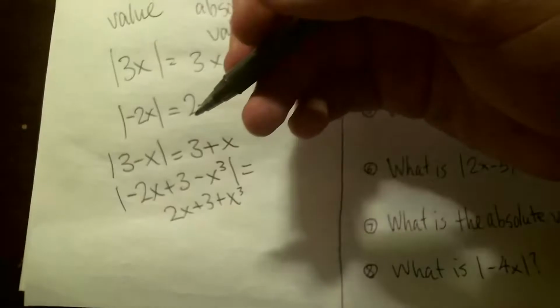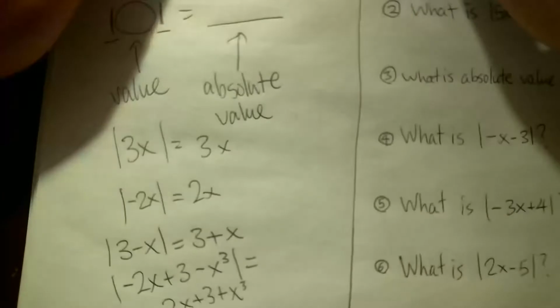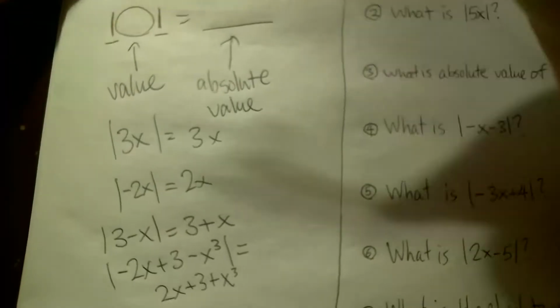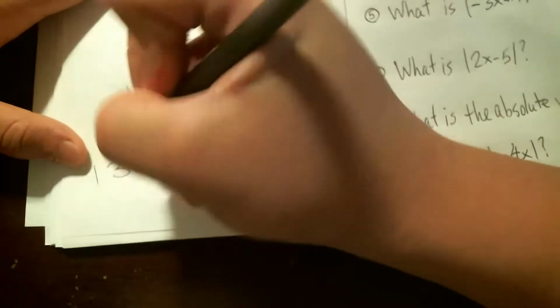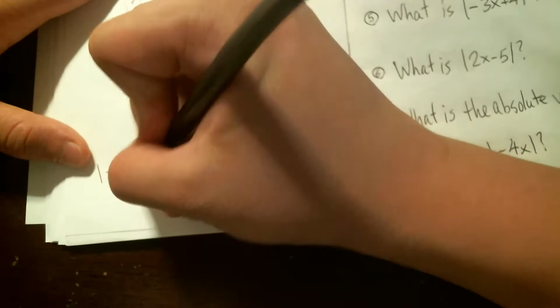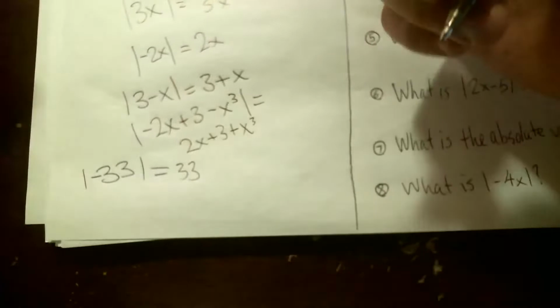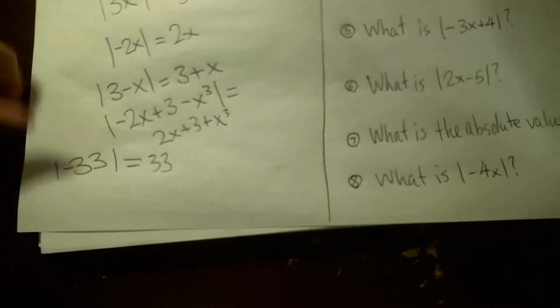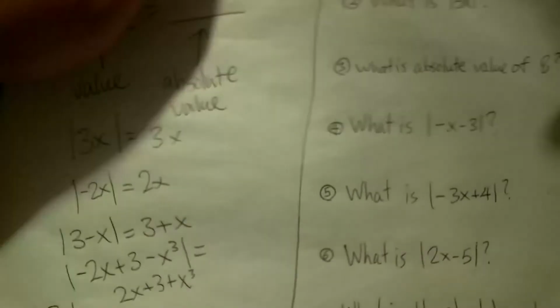And if it was a numerical value inside the absolute value here, then we would follow the same kind of format. I'll just do negative 33. So this would equal 33, because we would change the negative sign to positive here. Alright, so let's try some problems regarding that.